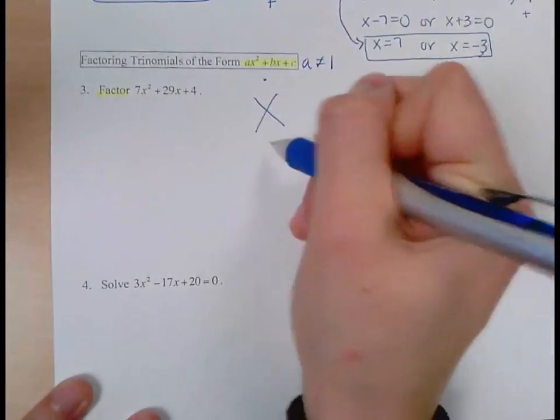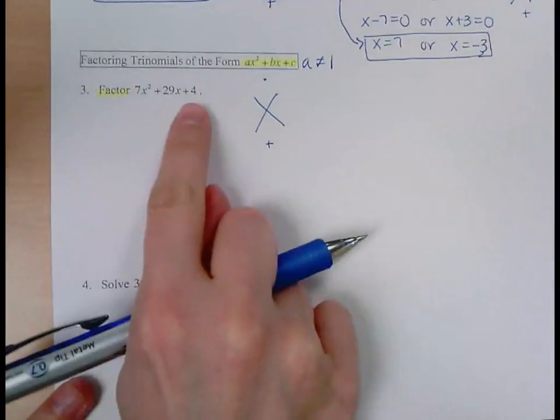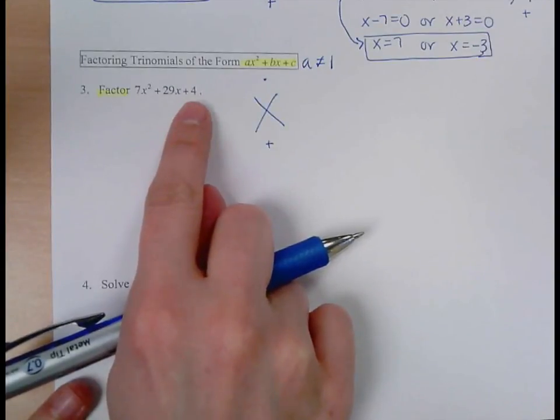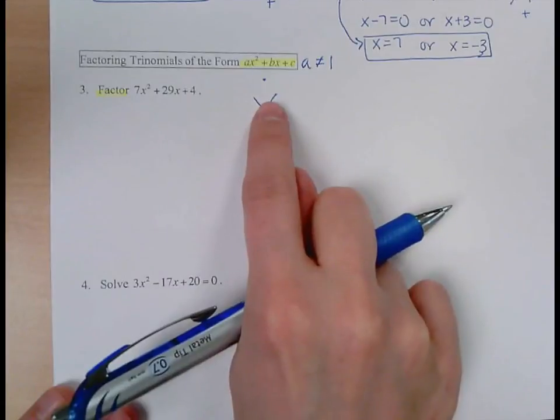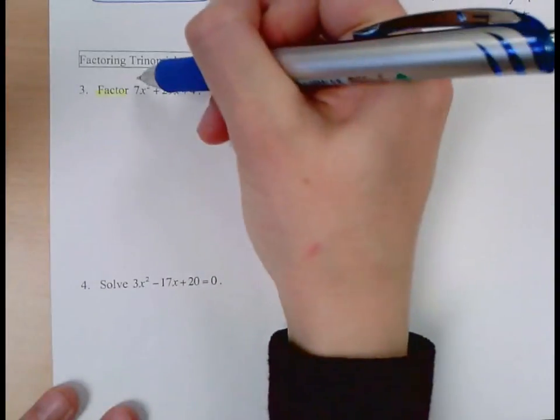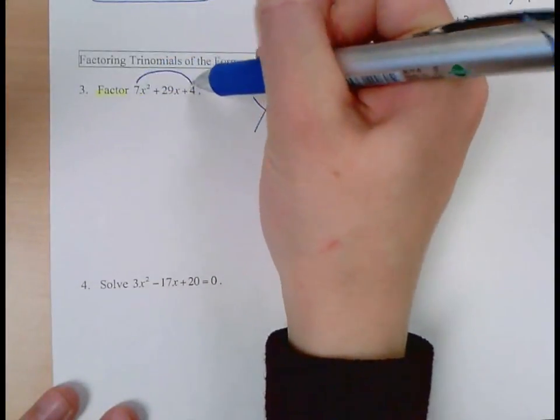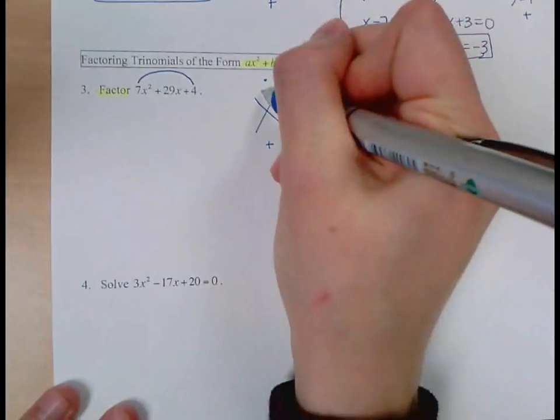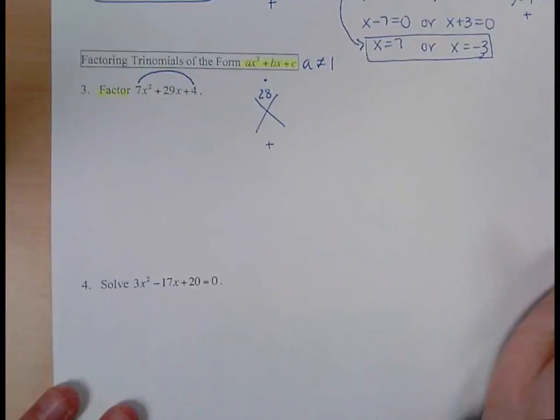In the diamond though, we are no longer just multiplying to the c value. So we're not just multiplying to 4. To figure out what you're multiplying to in your diamond, you multiply the a value by the c value. So we're multiplying 7 times 4, meaning we're multiplying to 28.